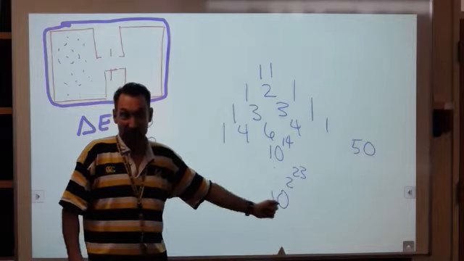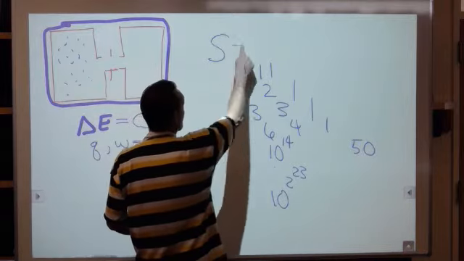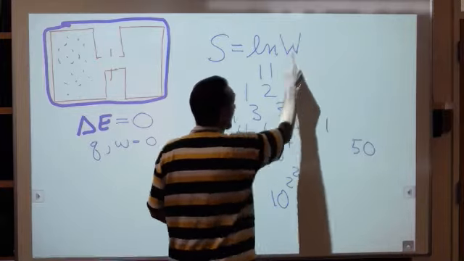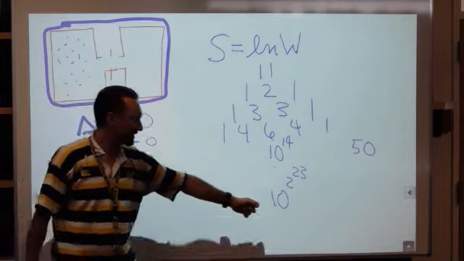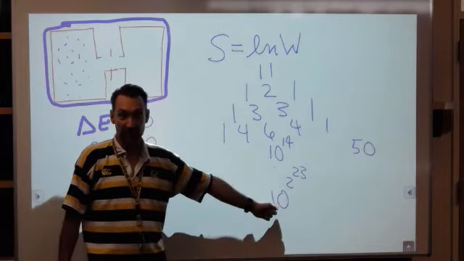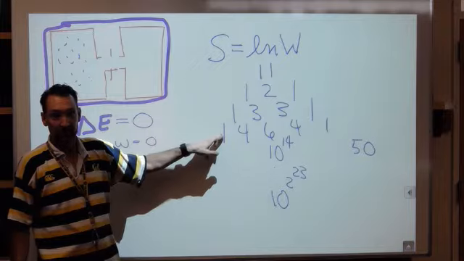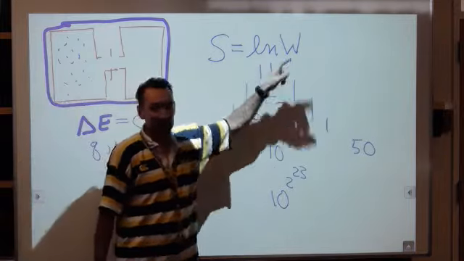Okay? We do quantify it. That is, we give it a number. We say S is the natural log of the number of ways to do something. So the entropy of this state is ginormous. The entropy of this state is 0. There's only one way to do that. So the natural log of 1 is 0.